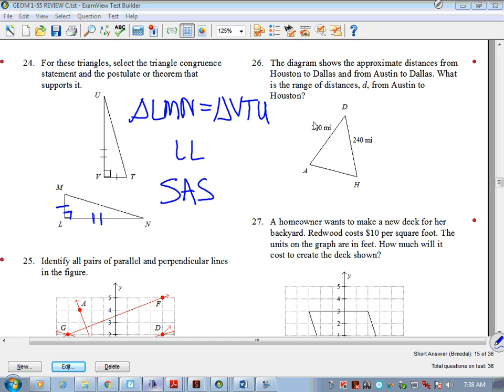Obviously, it's not angle, side, angle. It's not side, side, side. It is only leg, leg, or side angle side based upon what has been given to me. So be careful as you look at that. Match that up. So long, you can eliminate any answers right off the bat that aren't triangle LMN is congruent to triangle VTU. So start there and then look at those congruency statements.